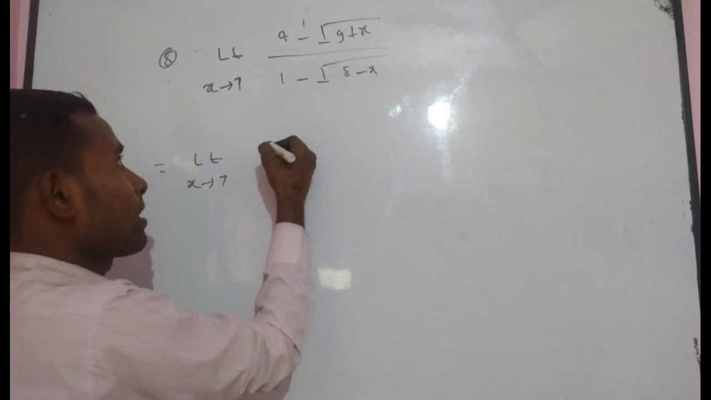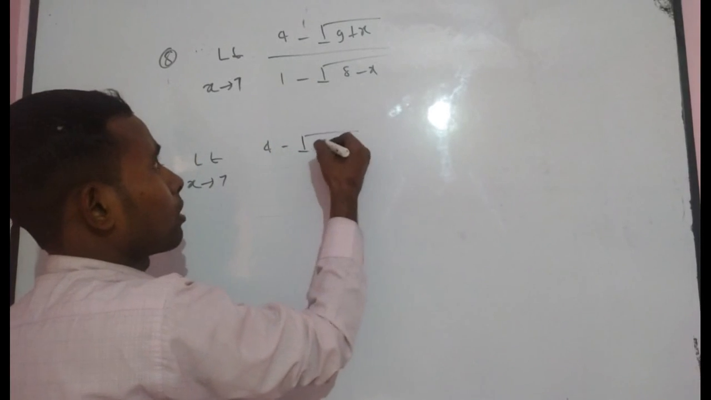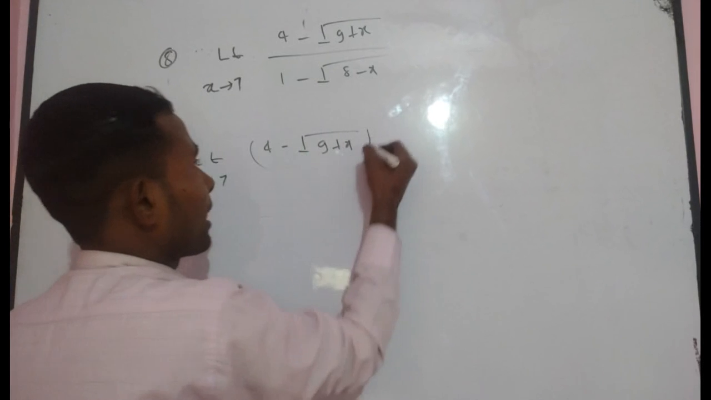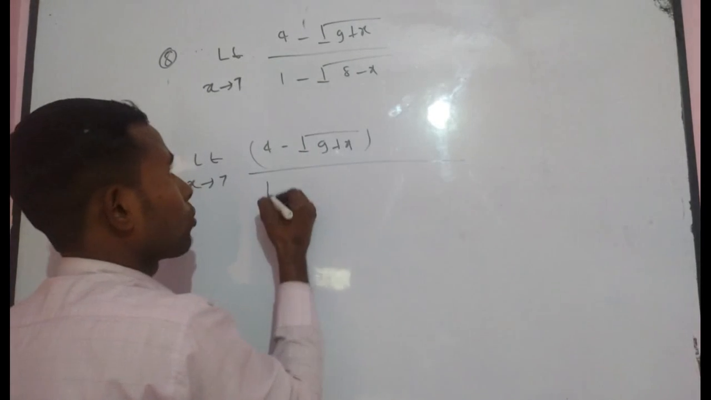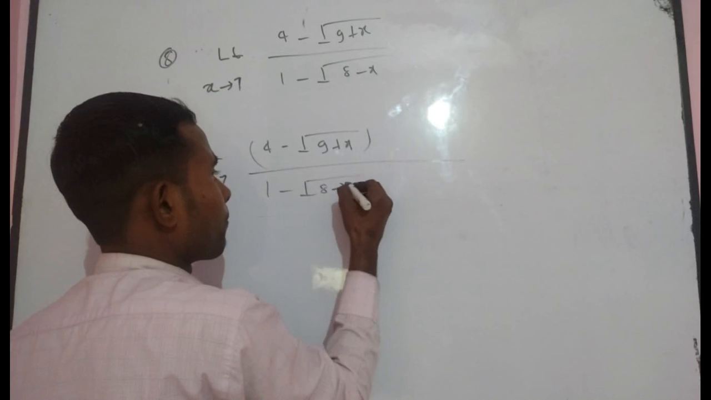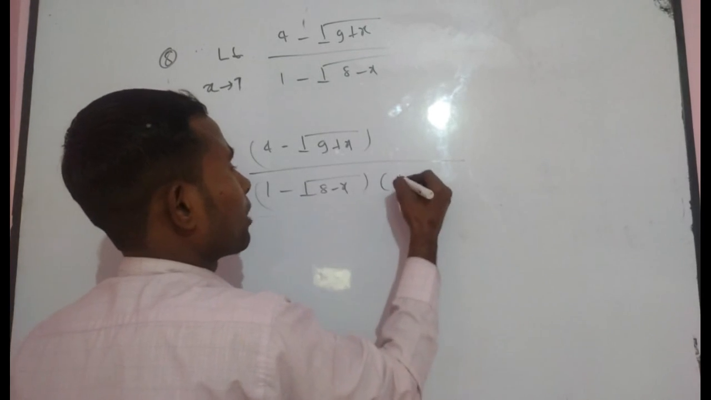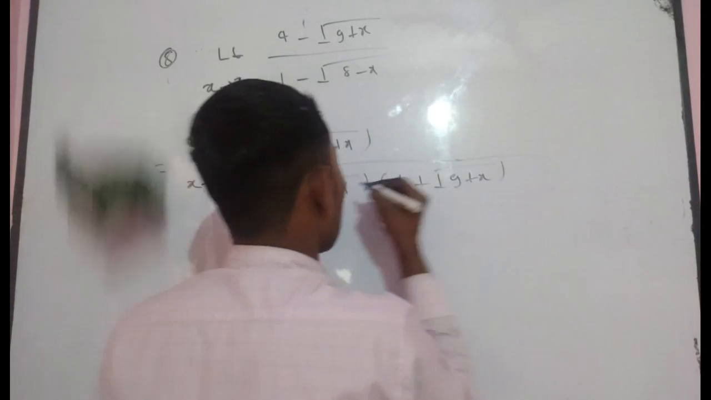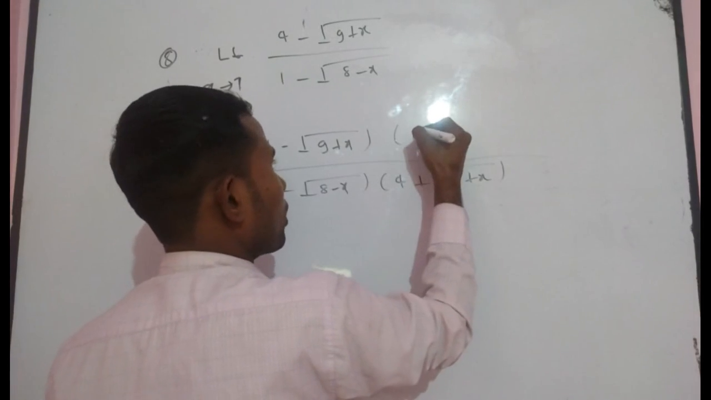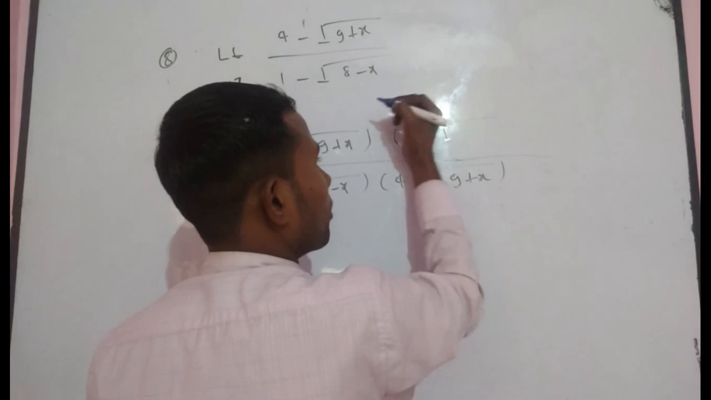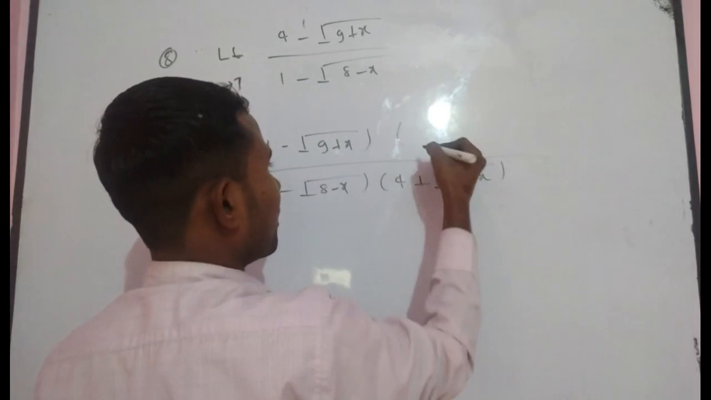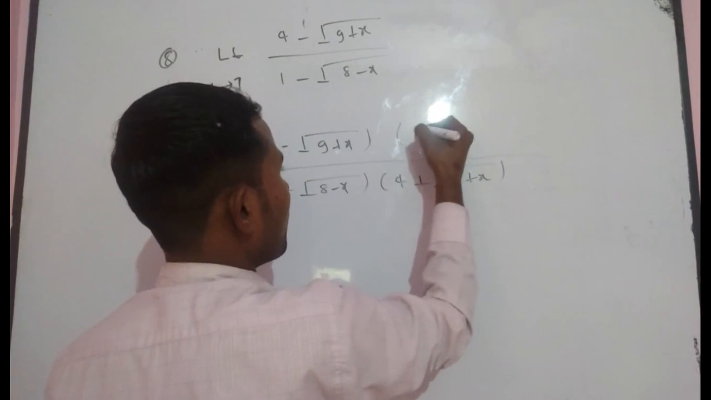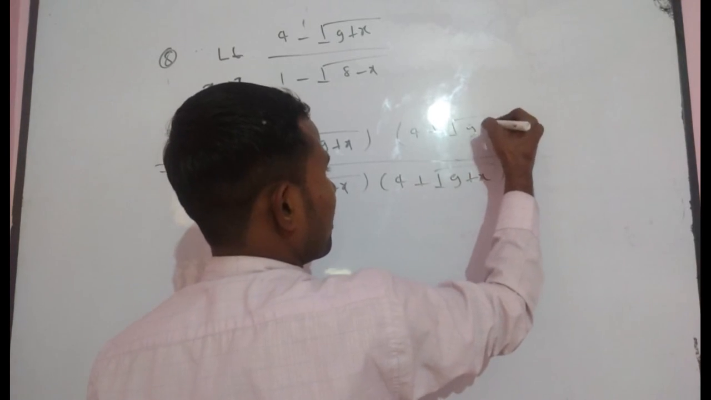So you have to multiply 1 by 1, 4 minus under root 9 plus x. If you multiply in the denominator, you get 1 minus root under 8 minus x. If you multiply by this factor in the denominator, what do you get? Root under 9 plus x. If you multiply this factor here, you get 1 plus root under 8 minus x. Sorry, don't write it. Firstly write its conjugate, which will be 4 plus under root 9 plus x.